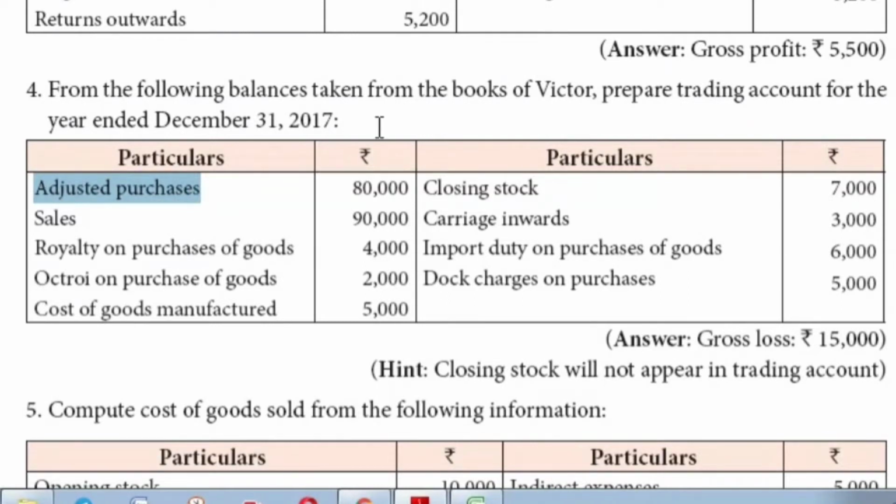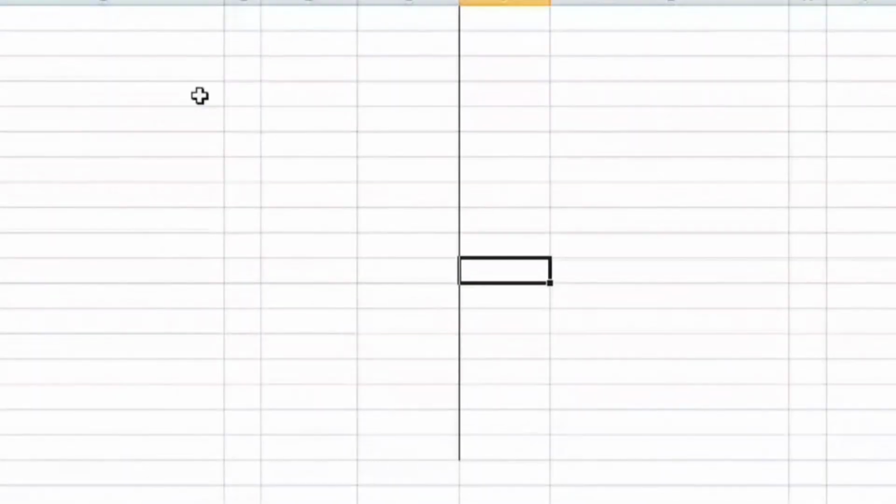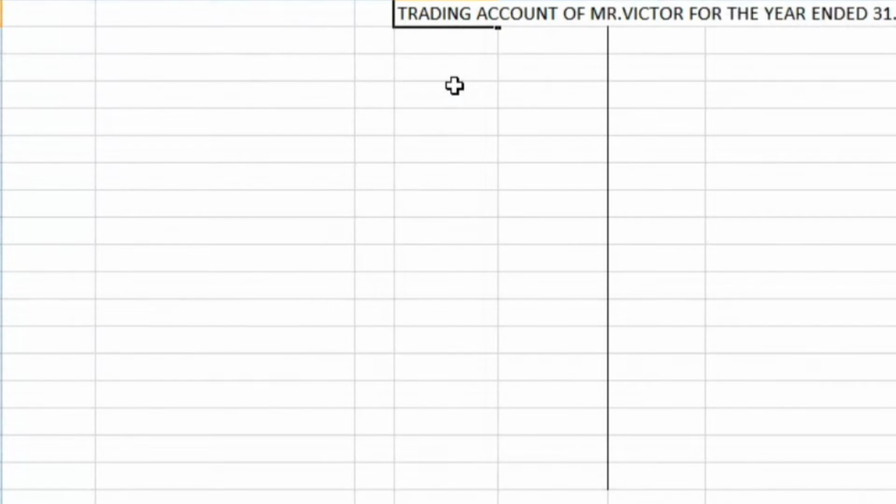Other than that, if you go through this, it is about Victor, and they've asked us to do the trading account for December 31st, 2017. They've given octroi, cost of goods manufactured, royalty, sales, closing stock, carriage inwards, import duty, dock charges, etc. So first we are going to start with the heading. Trading account of Mr. Victor for the year ended 31/12/2017. Now write the format.